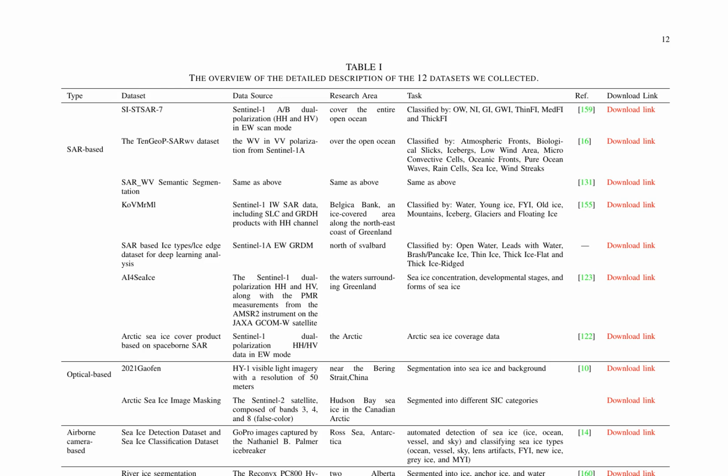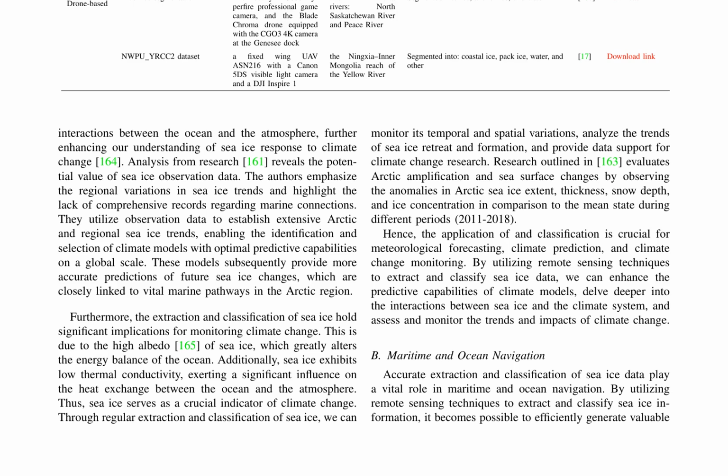The authors highlight the importance of accurate spatial distribution and dynamic changes of sea ice, which has become increasingly vital in various domains, including weather forecasting, maritime safety, resource development, and ecological conservation. They discuss the applications of sea ice classification in meteorological forecasting and climate research, where the extraction and classification of sea ice data can improve the predictive capabilities of climate models and enhance our understanding of sea ice response to climate change. Furthermore, the authors emphasize the significance of sea ice observation data in monitoring climate change, as sea ice serves as a crucial indicator of climate change.